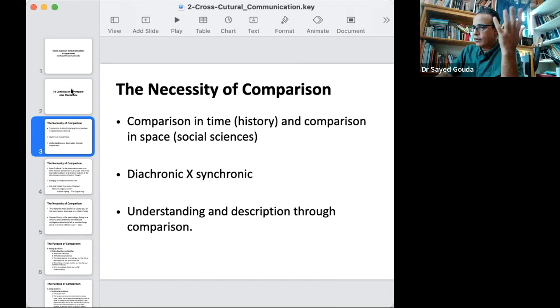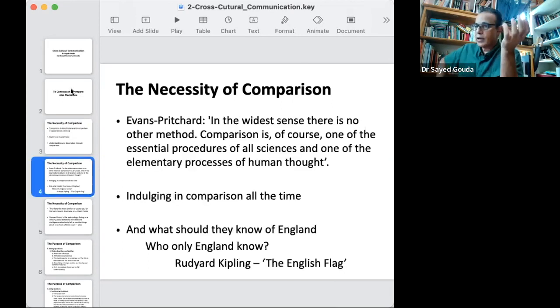We understand everything through comparison. As I said, Evans Pritchard said, in the widest sense, there is no other method. Comparison is, of course, one of the essential procedures of all sciences and one of the elementary processes of human thought. So we are indulging ourselves in comparison all the time, without being conscious of the comparison we are making, even in the small details of our daily life.